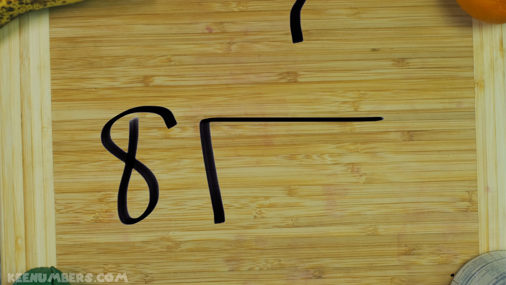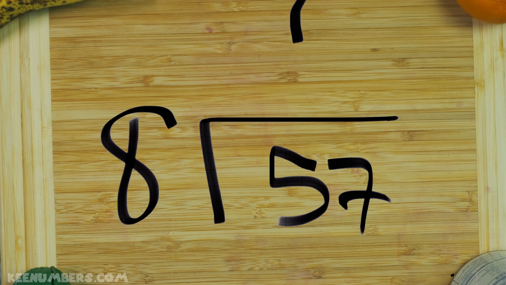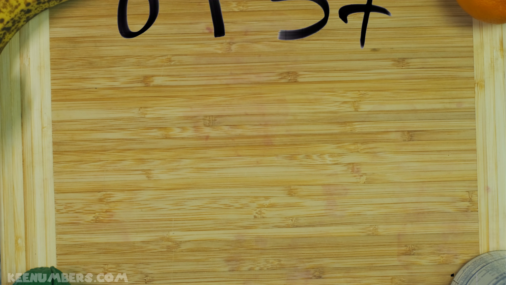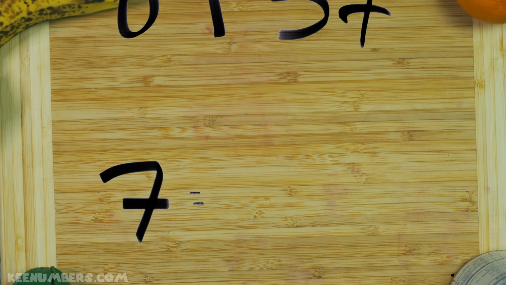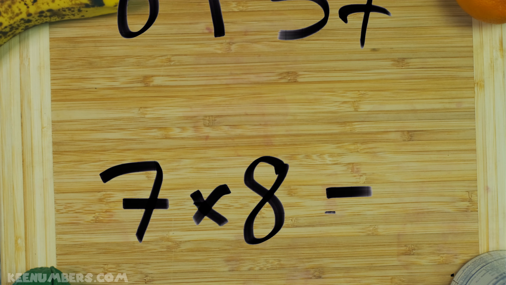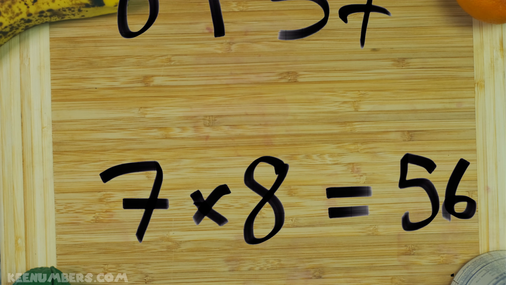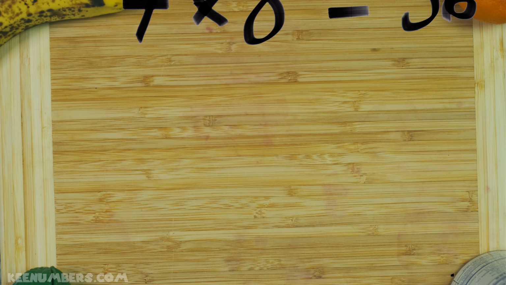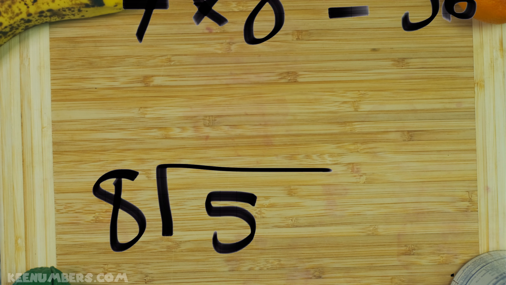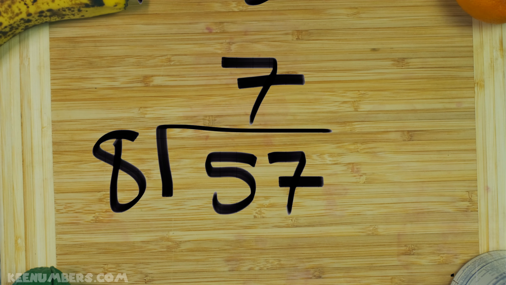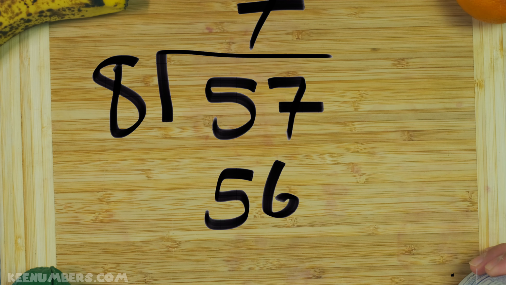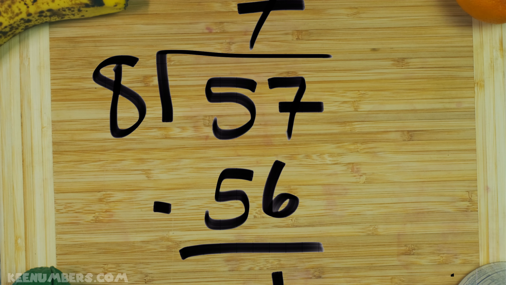8 goes into 57. How many times? How many times does it go into 57, Shay? 7 with the remainder 1. That's correct. It goes in there 7 times. There are 7 8s in 56. So, 8 goes into 57 7 times. 7 8s is 56, and then you have a remainder of 1.